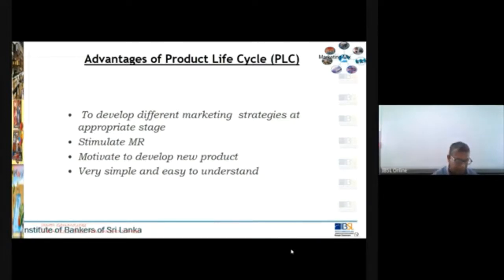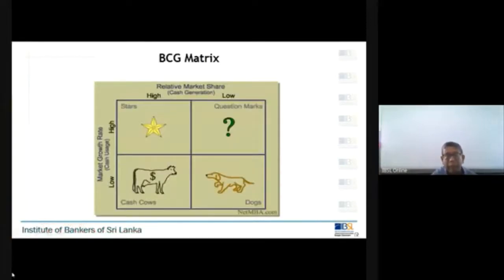Okay, I think now you understood what is product life cycle. Right? Okay, next one is called BCG Matrix. Another important thing, this was not taught last time, but I thought of incorporating this because there may be a possibility of the examiner asking a question. What is BCG? BCG means Boston Consultancy Group Matrix.